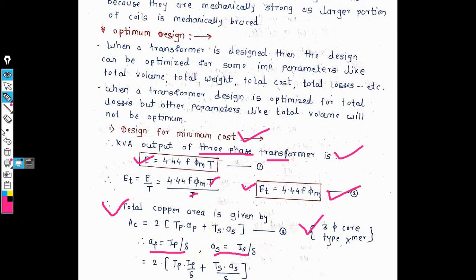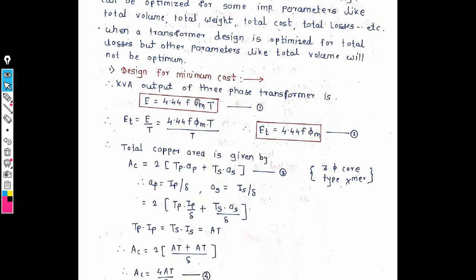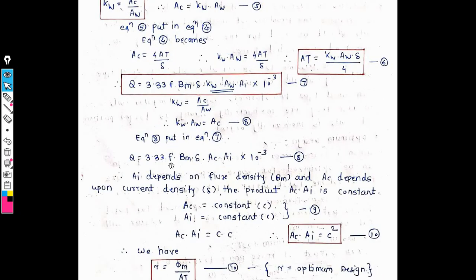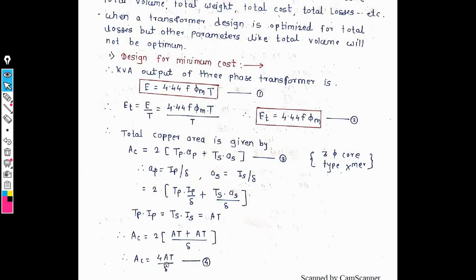Now this is the rearranged equation, in which we have to find the minimum cost. Then AC is equal to, put TP into IP and TS into IS is equal to AT, that is ampere turns. That means put TP into IP is AT plus AT, that is twice AT, and 2 is multiplied by 2, so it is 4AT. That is AC is equal to 4AT upon sigma.